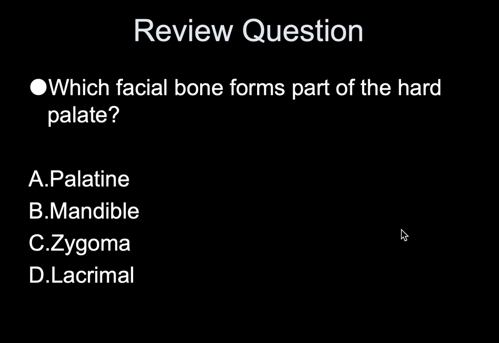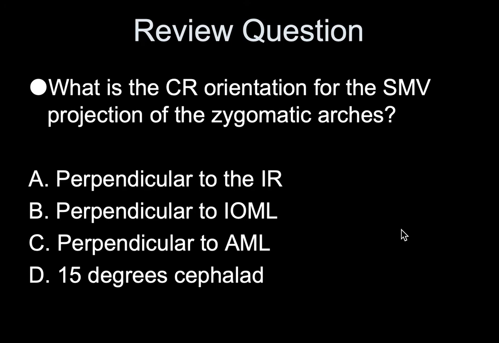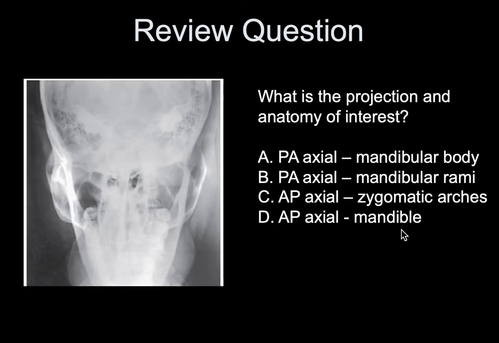Which facial bone forms part of the hard palate? The palatine bone. All of the following are parts of the bony orbit except, so know the parts of the bony orbit. All of these are except for one, the vomer bone. What is the central ray orientation for the SMV projection of the zygomatic arches? So, looks like a bunch of perpendiculars and then 15 degrees cephalad. So, central ray SMV projection of the zygomatic arch, perpendicular to the IOML.